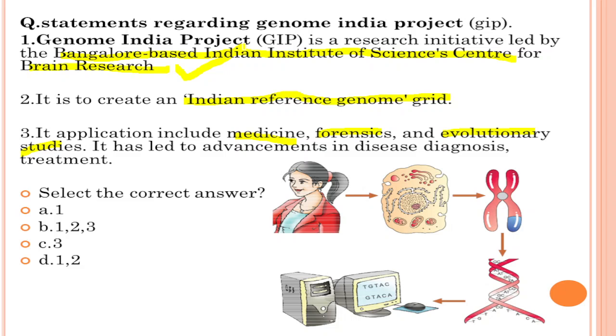It is a research initiative led by the Bangalore-based Indian Institute of Science Centre for Brain Research. Second, it is to create an Indian reference genome grid. It is correct. Third, it states its applications as in the medicine field, forensics, and evolutionary studies, because once you know the genome of a human, you can predict the sequence and diagnose the disease and bring new medicines, or we can say personalized medicines, to treat a particular disease.